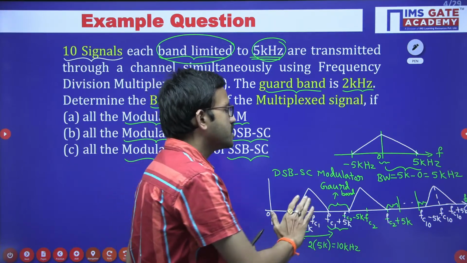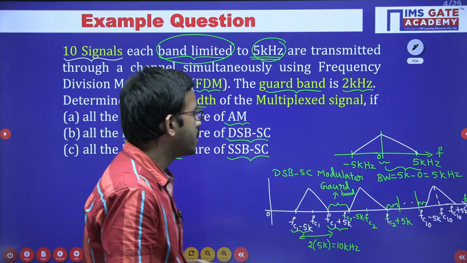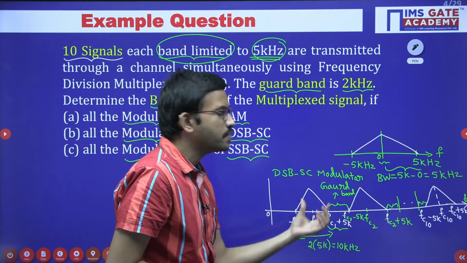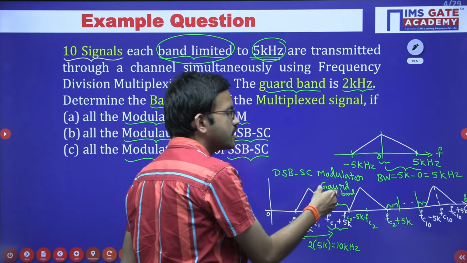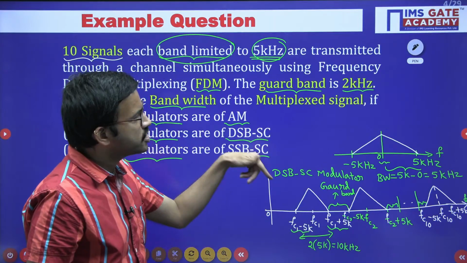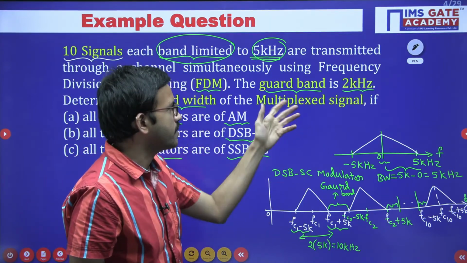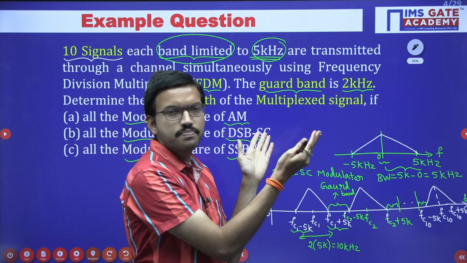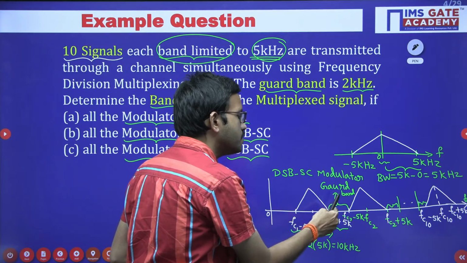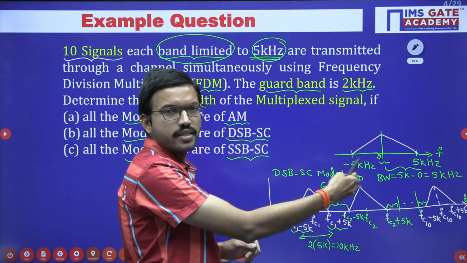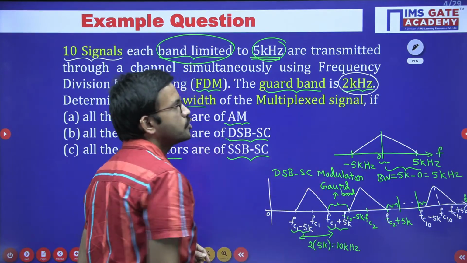We provide it in order to avoid interference due to any signal, and in order to identify the spectrum completely. So in some questions they will specify the guard band value, in some they won't, or they can say that there is no guard band. If there is no guard band, the moment this spectrum ends here, the next spectrum starts. But in this question they have mentioned a guard band of 2 kHz.